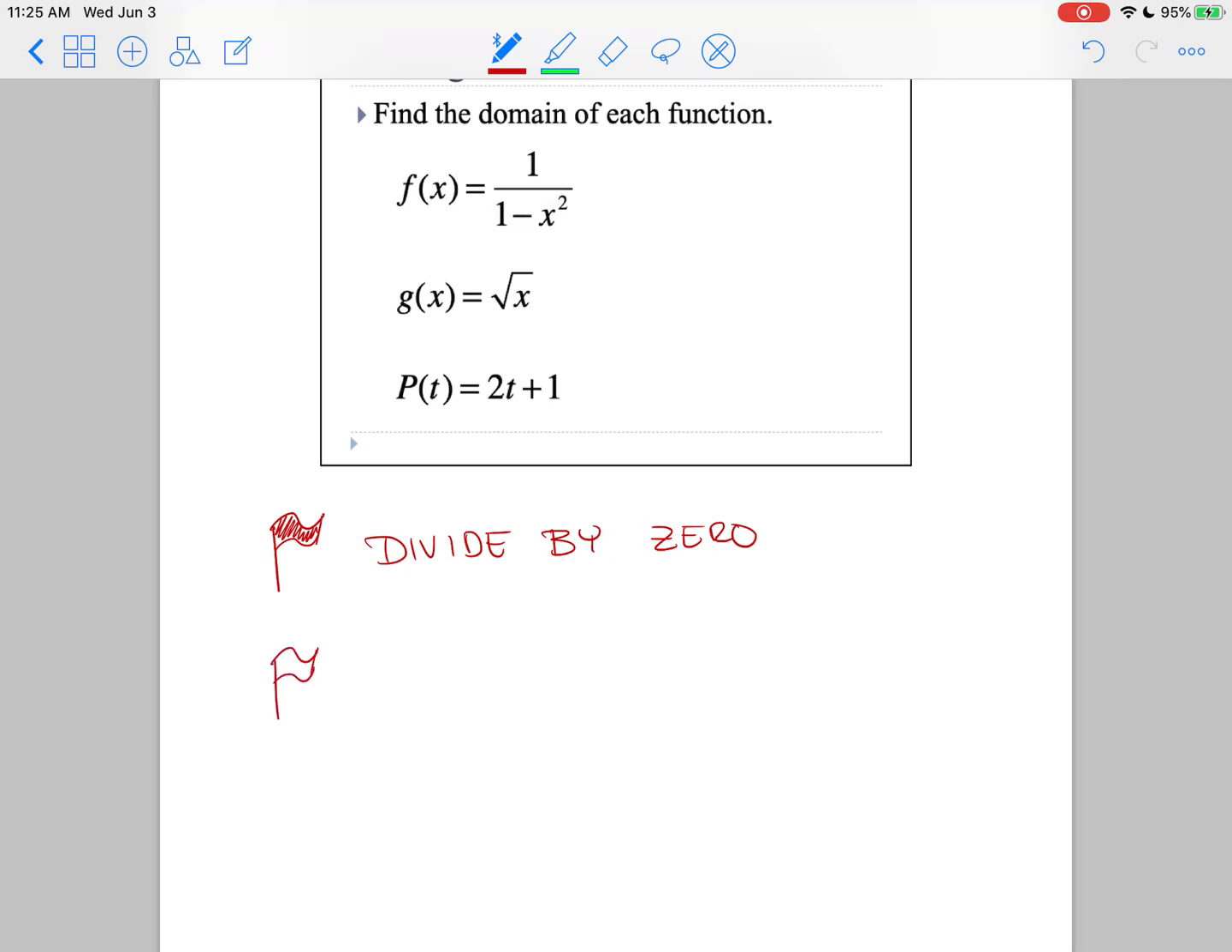The next red flag that I would look for is taking the even root of a negative number. So if I see a square root or a fourth root or a sixth root, any even root, and a variable underneath that, that would be a red flag for me. I would say, oh, if I plug a negative number in here, I've got to watch out for that. So these are the two main red flags that I'm going to look out for: dividing by 0 and taking the even root of a negative number.